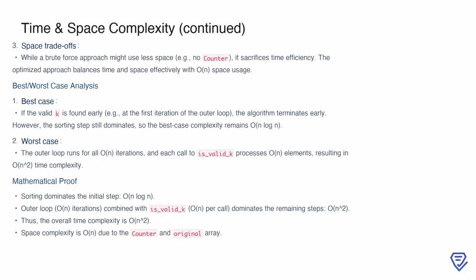In the worst case, the outer loop completes all O(n) iterations, and each call to is_valid_k processes O(n) elements, leading to O(n²) time complexity. Mathematically, sorting dominates initially with O(n log n), and the outer loop combined with is_valid_k dominates with O(n²). Therefore, the overall time complexity is O(n²), and the space complexity remains O(n), driven by the counter and original array.